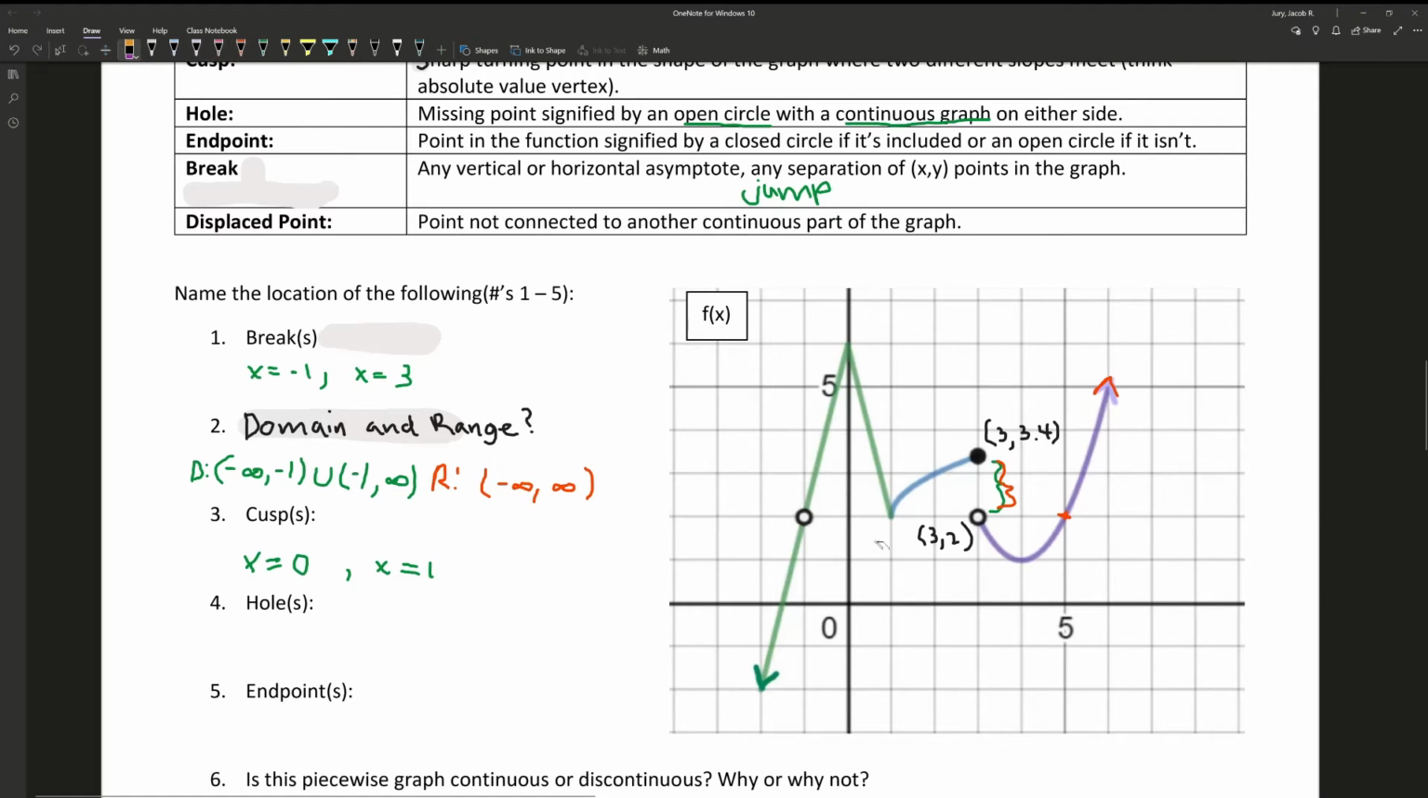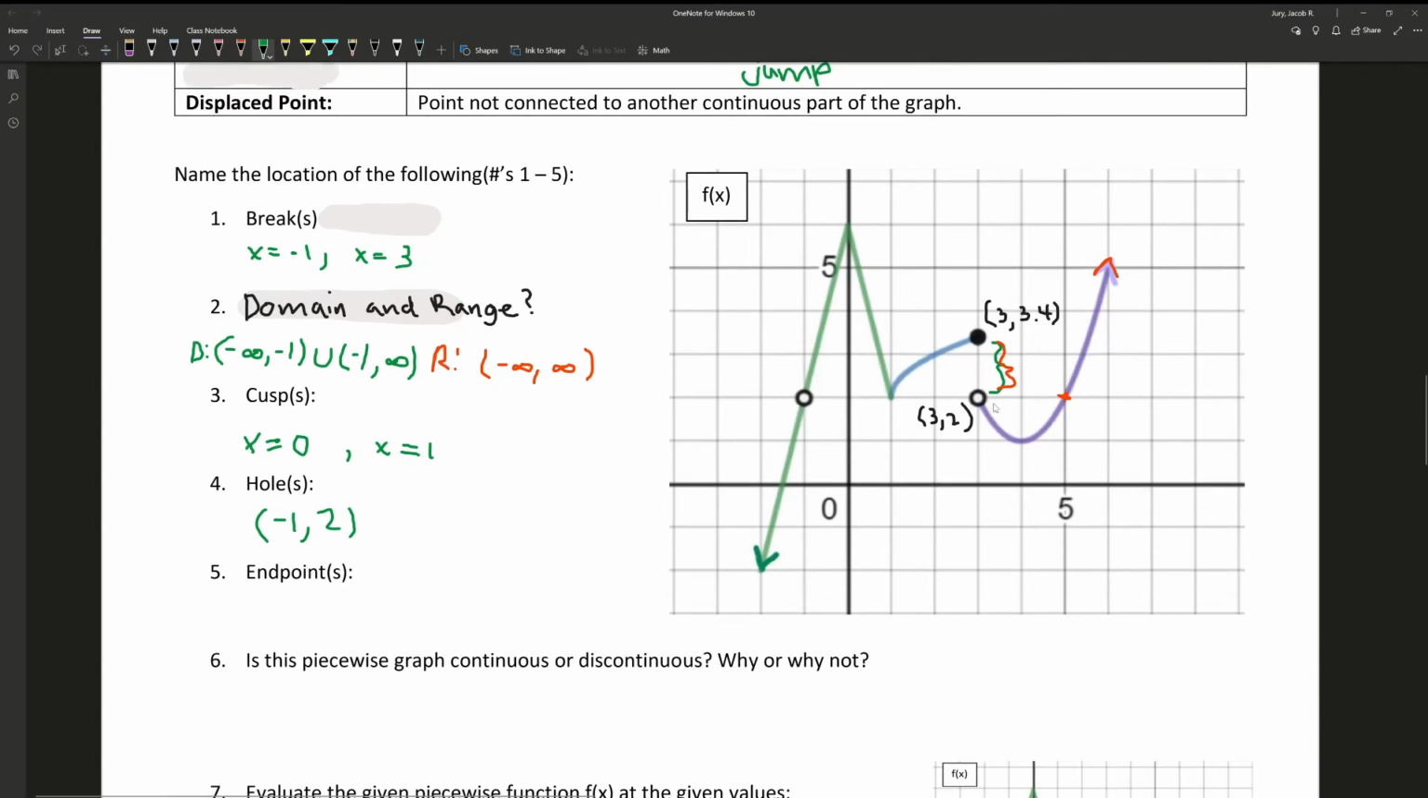The holes in this graph are at -1, 2. So this first break that we found was a hole. And this over here at 3, 2 is not a hole. It's just a break, signified by two different endpoints jumping past each other. So now we're at endpoints. We have endpoints at 3, 2 and 3, 3.4.